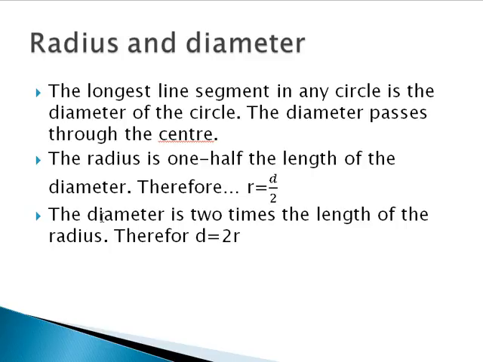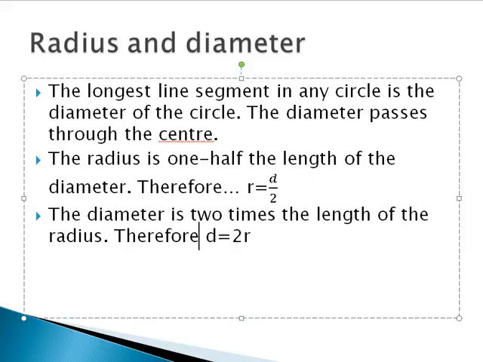We also know that the diameter is 2 times the length of the radius. Therefore, D is equal to 2R. Don't forget, D means diameter, R means radius, so this is diameter equals 2 times R. Remember algebra, okay? That numerical coefficient and the variable means 2 times R. All right, so let's look at the next bit.